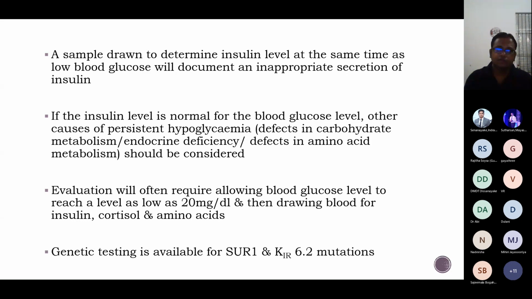So if the insulin level is normal for that blood glucose level, then you have to look for other causes like glycogen storage disorders, endocrine deficiency, defects in amino acid metabolism, and so on. For these evaluations, sometimes you might have to lower their blood sugar levels to very low levels and send this blood for insulin, cortisol, and amino acids. And for some disorders, genetic testing is available.